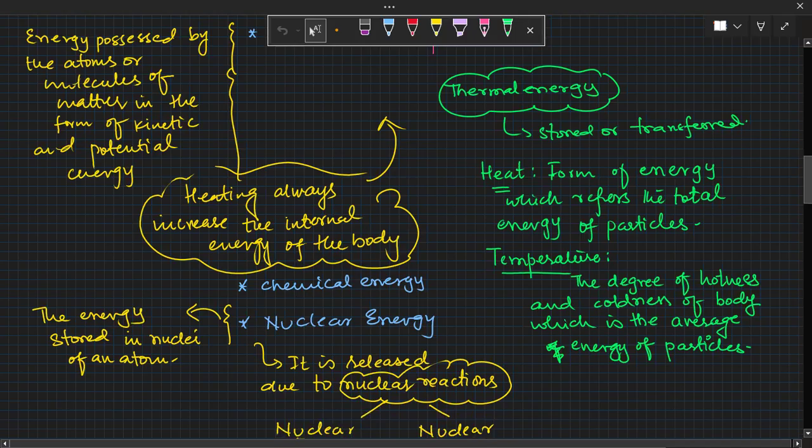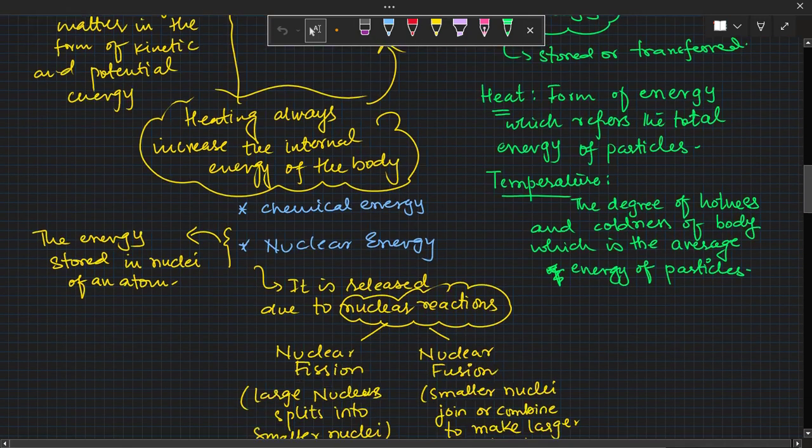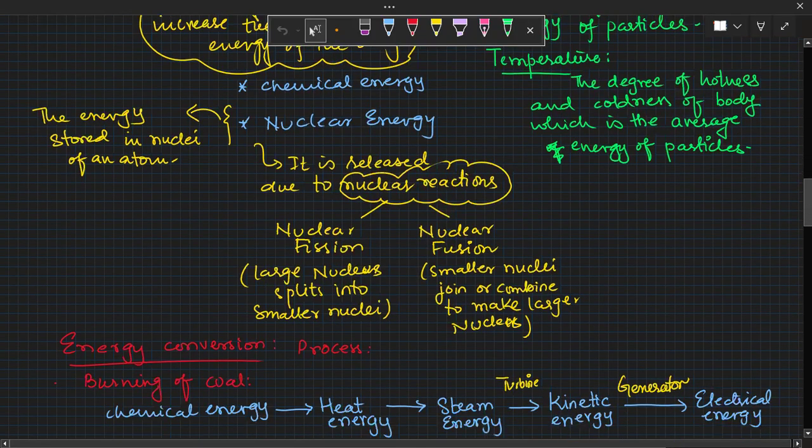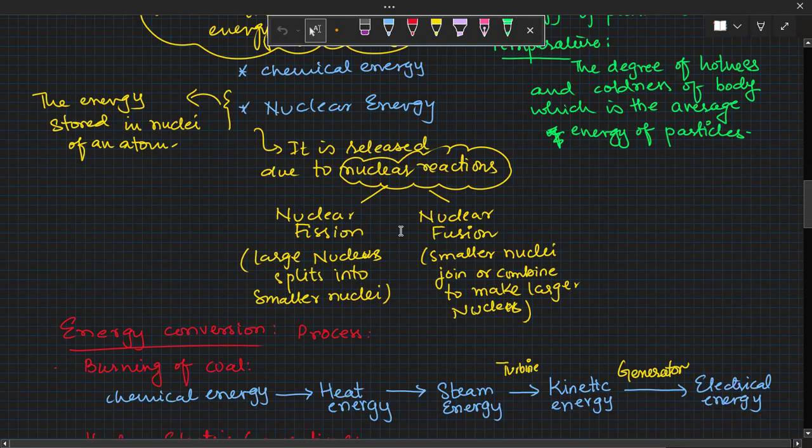Heating always increases the internal energy of the body. And then we also went through chemical energy and nuclear energy, and the two types of reactions we studied, nuclear fission and fusion. Fission is when a large nucleus splits into smaller ones, and fusion is when smaller nuclei join or combine to make a larger nucleus. And this fusion actually happens in the formation of stars.